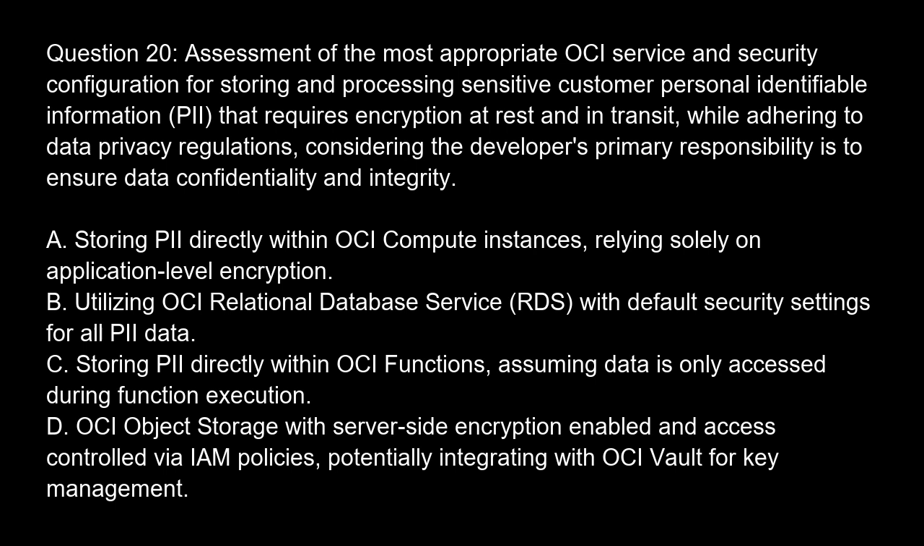Option A. Storing PII directly within OCI compute instances, relying solely on application-level encryption. Option B. Utilizing OCI Relational Database Service, RDS, with default security settings for all PII data. Option C. Storing PII directly within OCI functions, assuming data is only accessed during function execution. Option D. OCI object storage with server-side encryption enabled and access controlled via IAM policies, potentially integrating with OCI Vault for key management.